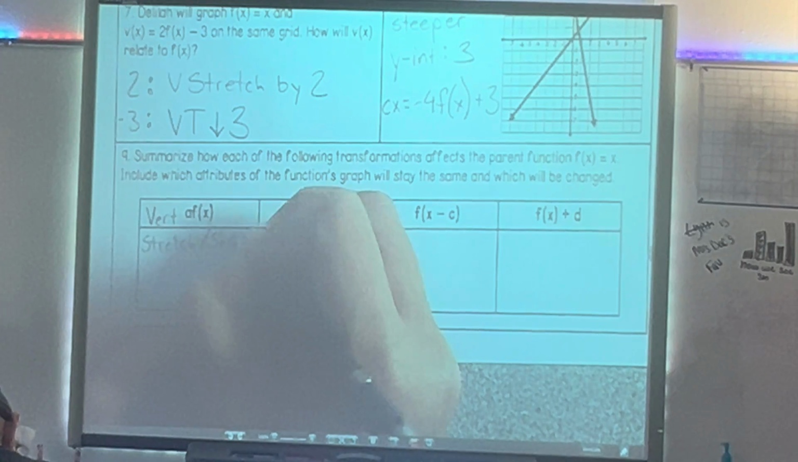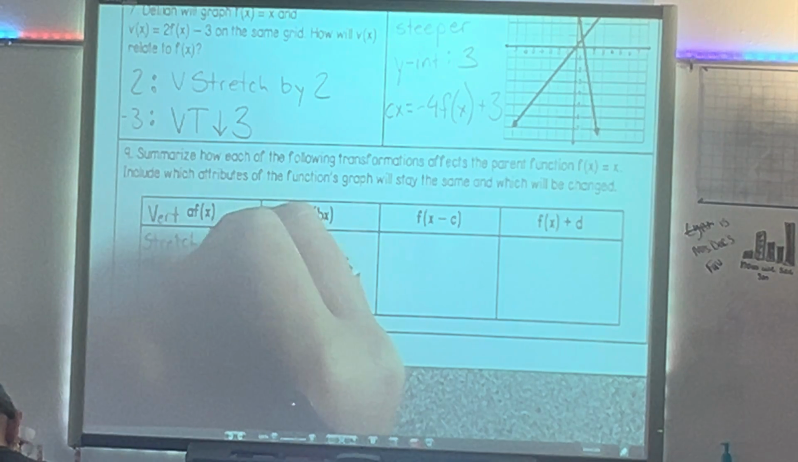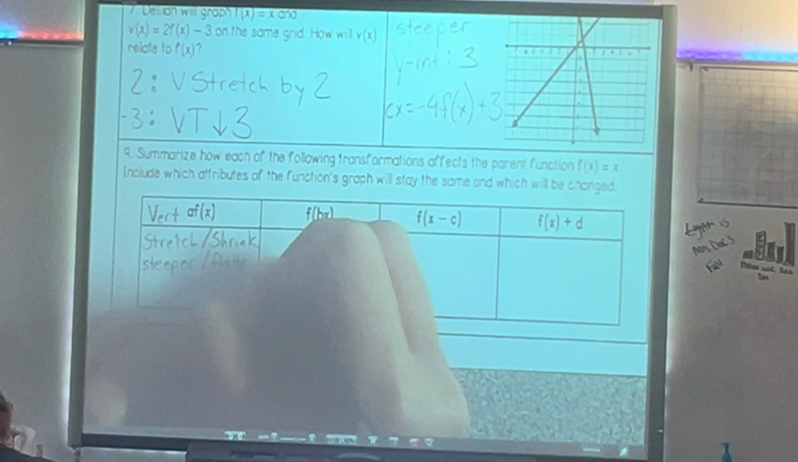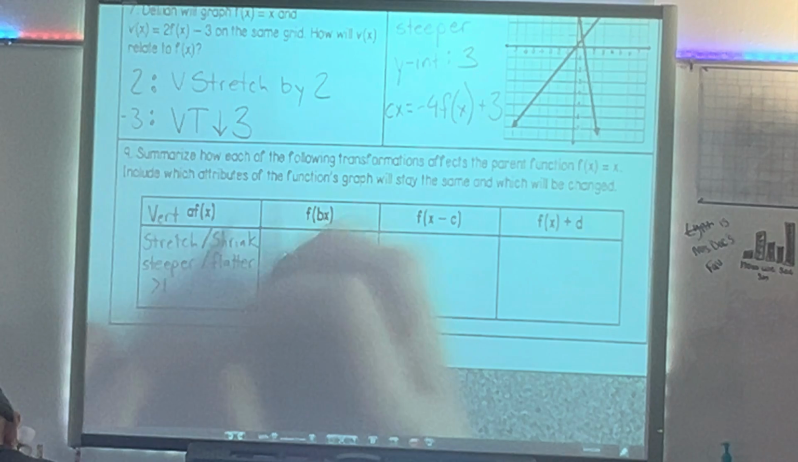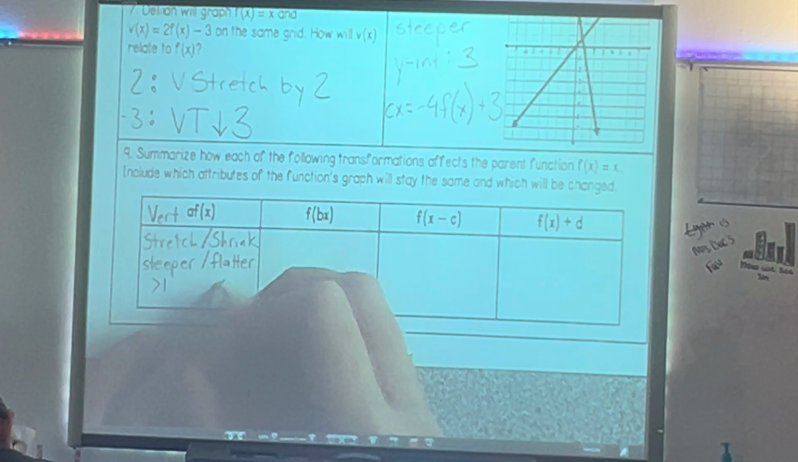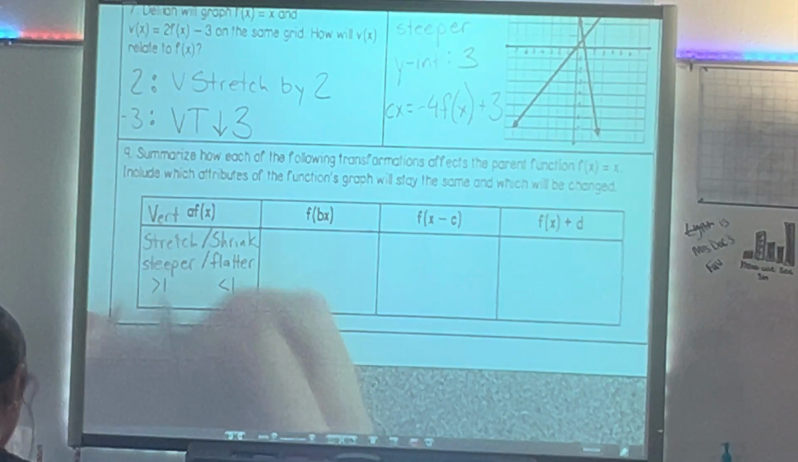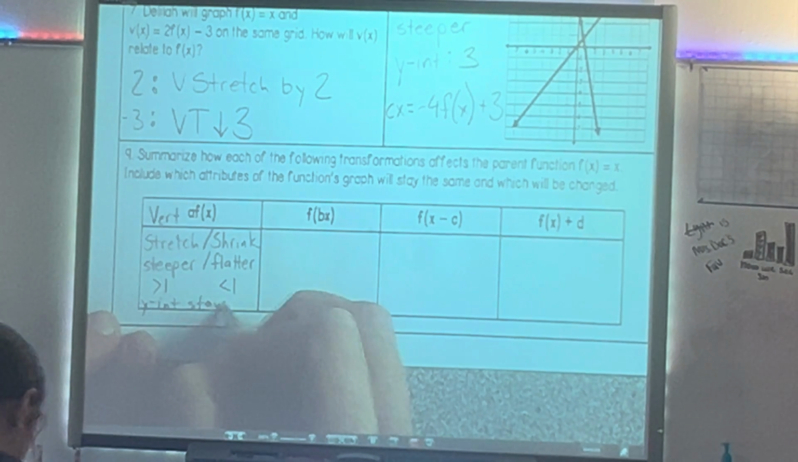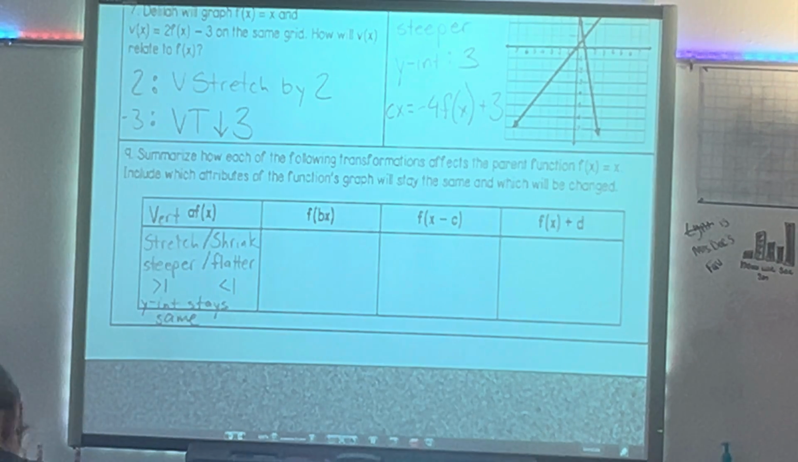That's what it's gonna do. Absolutely steeper or flatter. If it's steeper, what kind of number would A have been? Greater than 1. If it was flatter, my number would have been less than 1. Are we okay there? What happens to the y-intercept if I just do a shrink or stretch? Stays the same. Everybody okay? That stays the same.